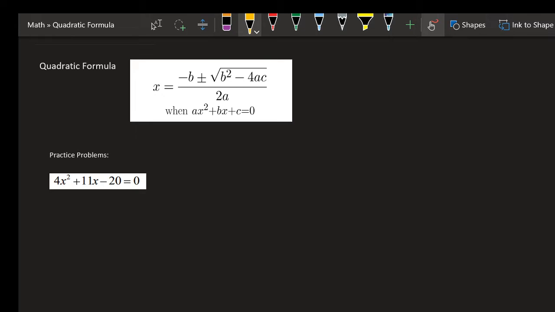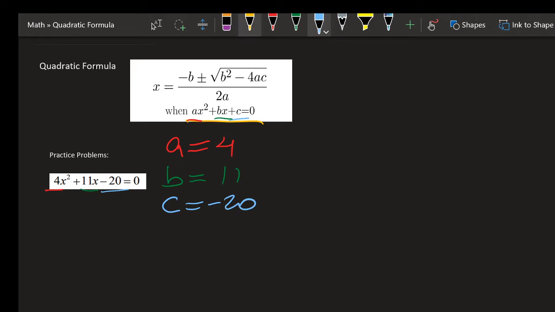Now if we look to the practice problem on the left, we can see that 4x squared plus 11x minus 20 equals 0. So the first step in finding x is to find out what a, b, and c are. We can do this by using this equation. So here we can see that a equals 4, that b equals 11, and that c equals negative 20.